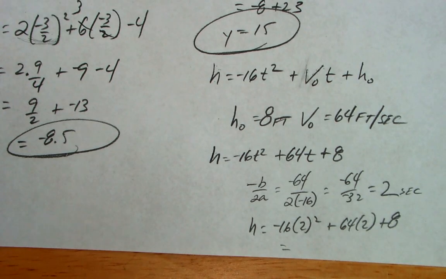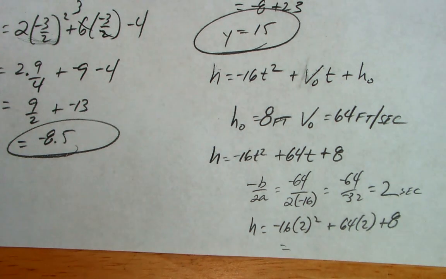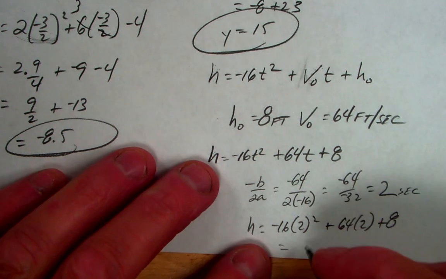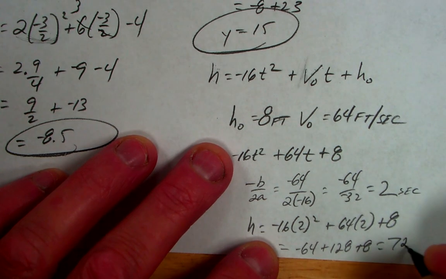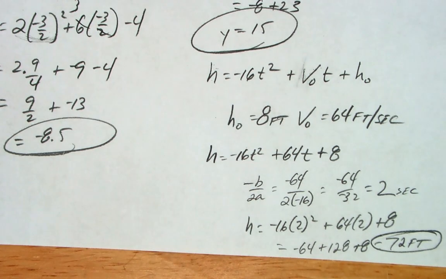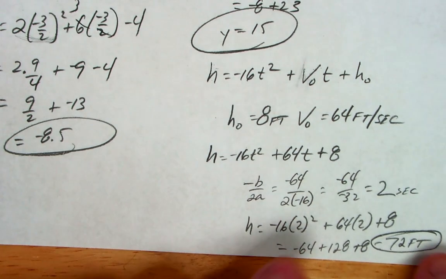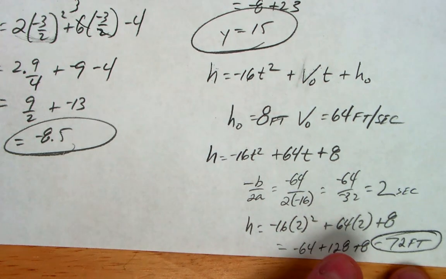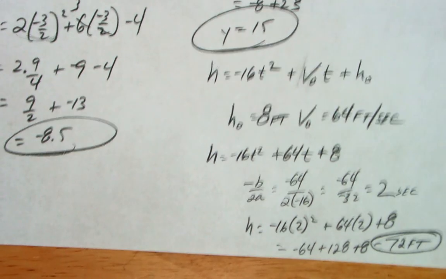How high did you get? She had 72, is she right? Yes, she is right. I have negative 64 plus 128 plus 8, which gives me 72 feet. Very nice. On this one, we could graph it, but the vertex is also a very important point when it comes to maximizing profits, minimizing cost, something like that in the business world. So we will work with those tomorrow.